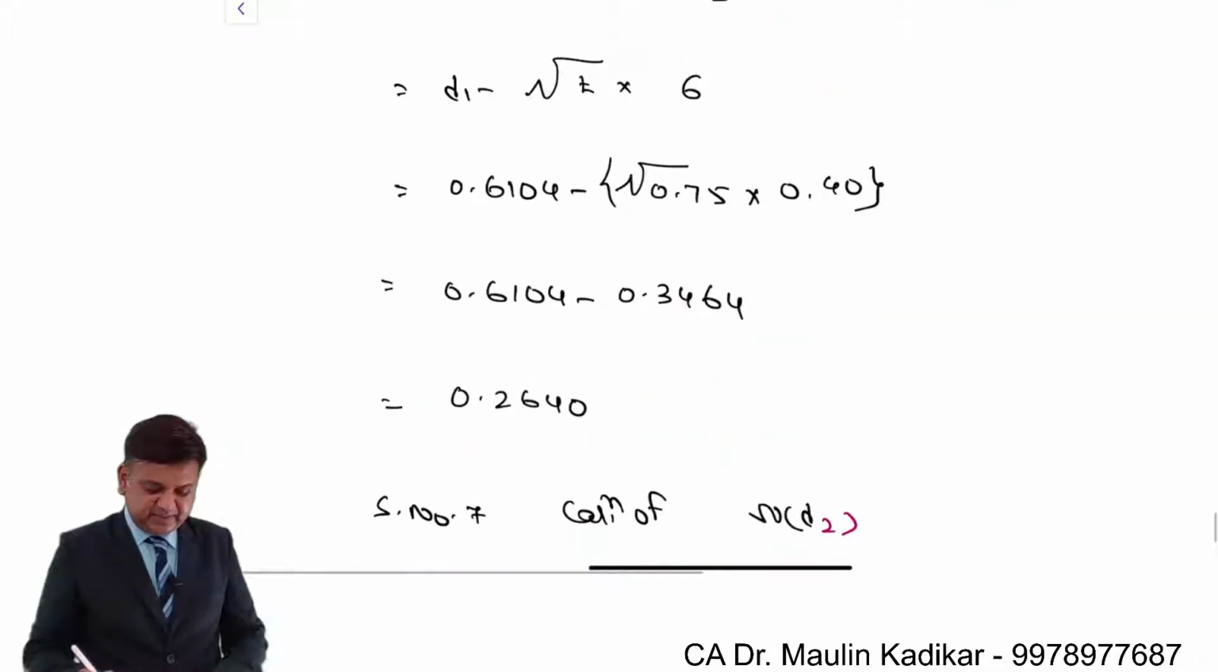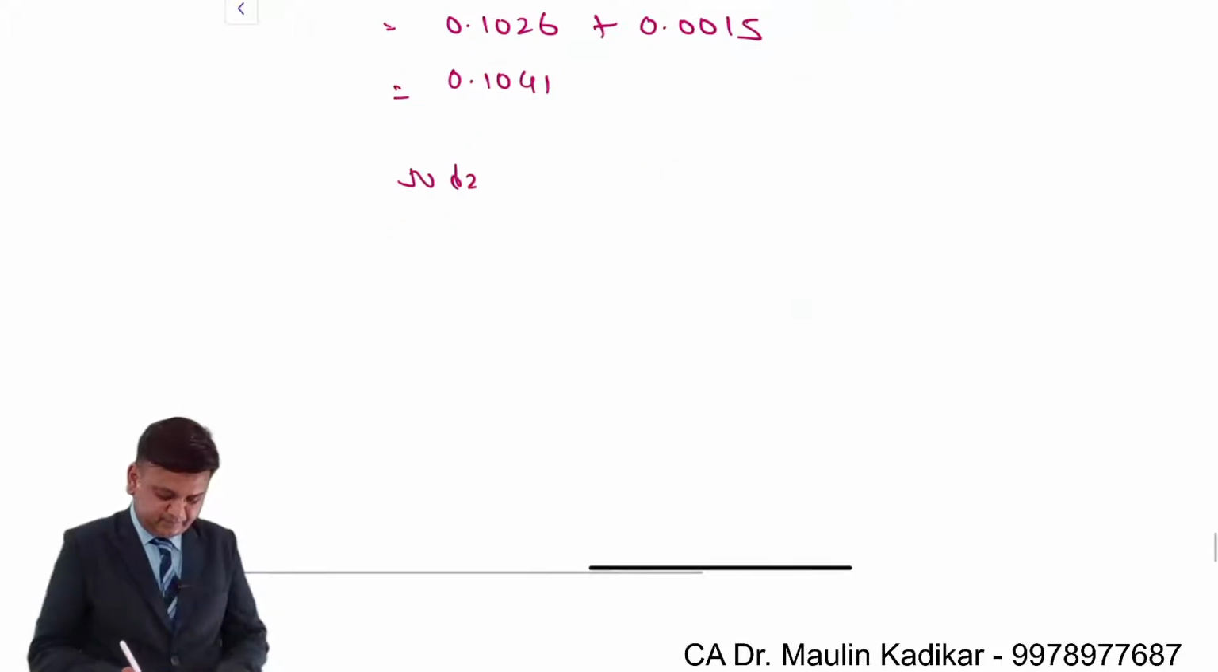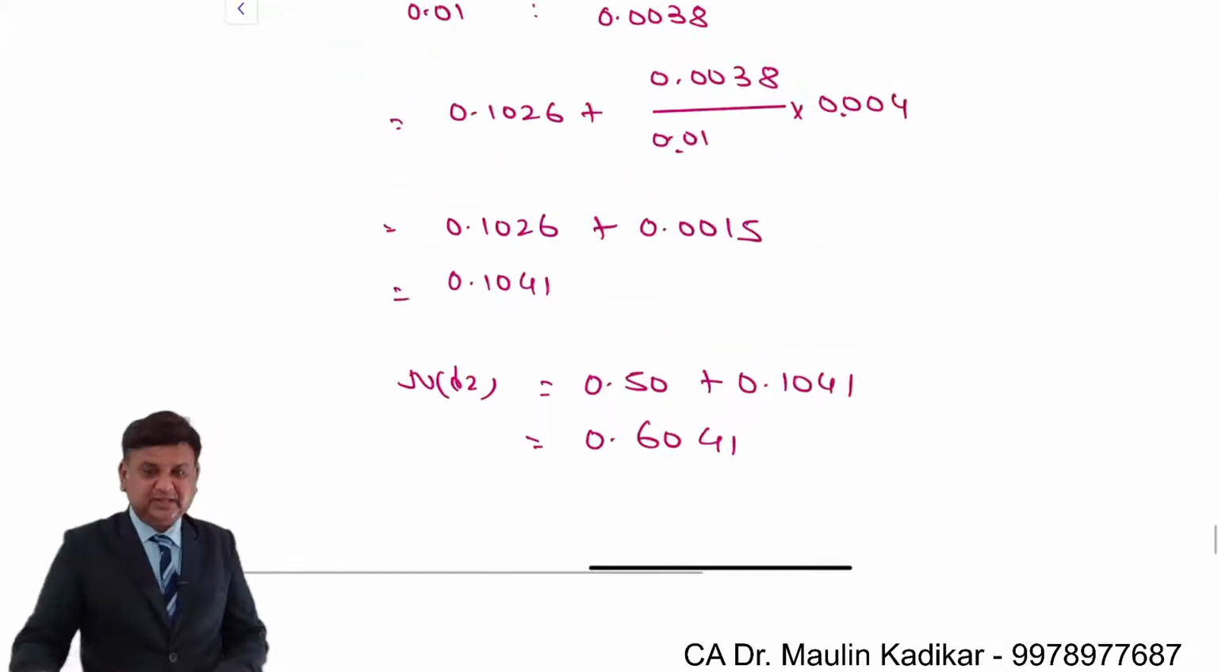And based on that, we'll make the calculation of ND2. It is 0.50 plus 0.1041. So 0.6041. That is the way ND2 is found.